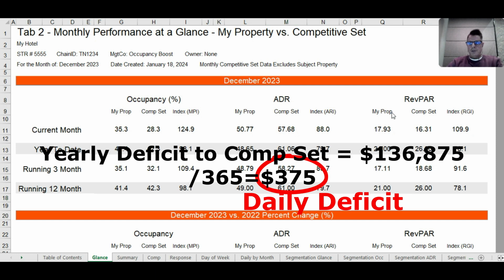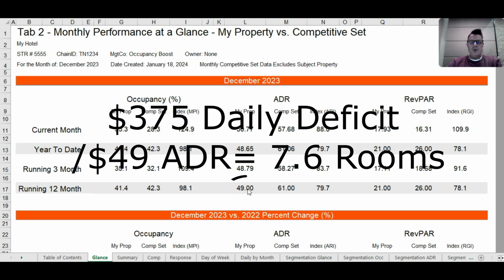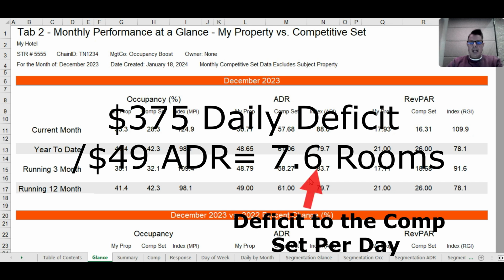It tells me this hotel was down $375 a day. Okay, and if I break it down one more time, if I take that $375 for each day and divide it by their average rate, it tells me that this property was down 7.6 rooms a day. So around 7 to 8 rooms a day.